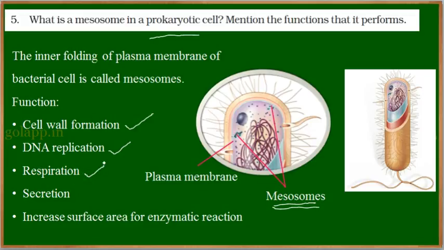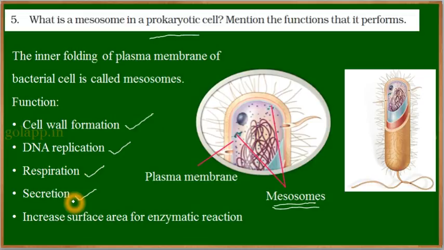Respiration. That is breaking down of the food. The food is broken down to provide energy in the form of ATP. So this breaking down of food takes place in the mesosomes. Generally in a eukaryotic cell we can find this function, respiration, in the mitochondria. But a prokaryotic cell does not have mitochondria, so this function takes place in the mesosome.